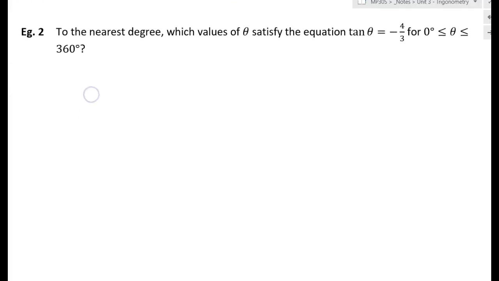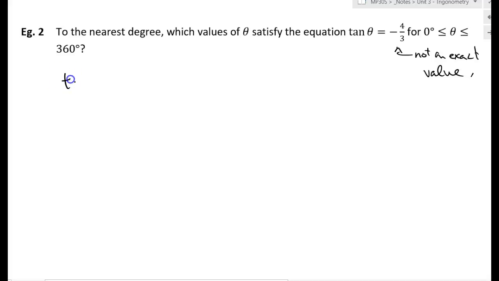Okay, and so we're going to get into some interesting equations now. To the nearest degree, which values of theta satisfy the equation tan theta equals negative 4 over 3 from 0 to 360 degrees. Now this is not one of our exact values, which means we are going to be using a calculator. It's not one of our special angles. So it's not 30, it's not 45, it's not 60, it's not 0, 90, 180, 270, and so forth. It's not on the unit circle in terms of what we've defined.